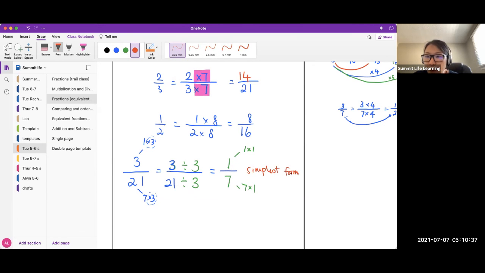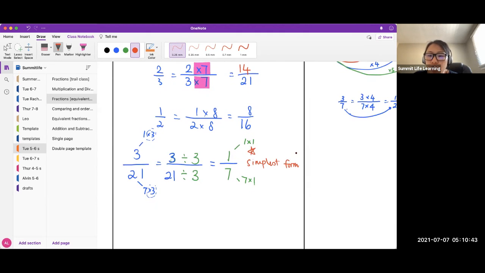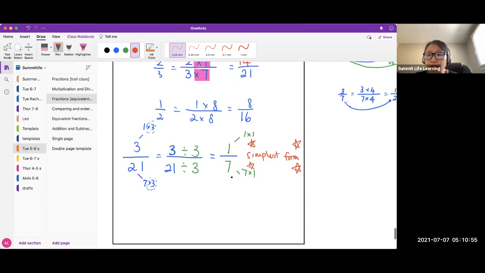So in all of your calculations later in the word problem or other calculations, we always look for the simplest form, okay? So in your answer, if you give me 3 over 21, it is not yet perfect, okay? If you give me 1 out of 7, that's perfect, okay? That's the answer that I want, okay?